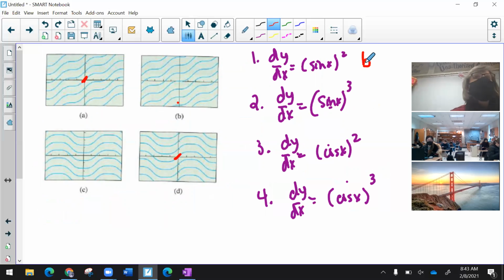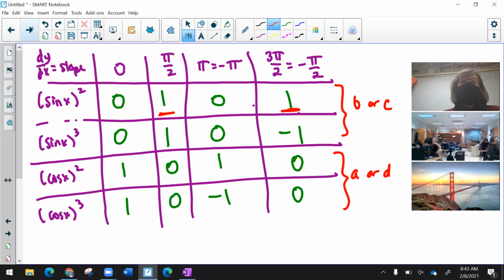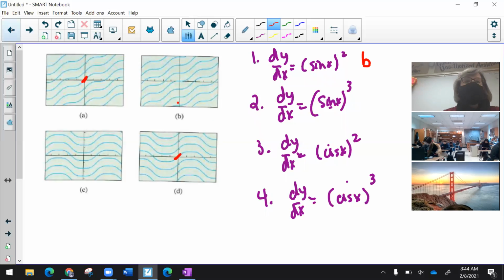Which should make number 2 C, but let's just talk about it for a minute. If we go from negative pi over 2, which has a slope of -1, to pi over 2, which has a slope of 1, I want my slope to change. If we go back and look at C, I have a negative slope over here and a positive slope over here. So that makes sense, it's going to be C.